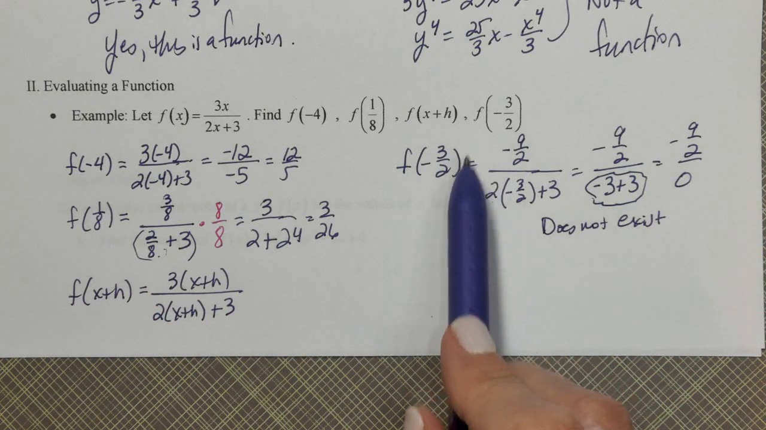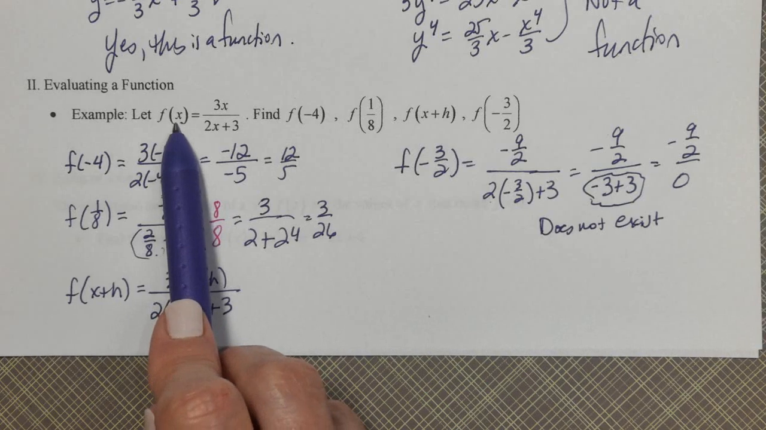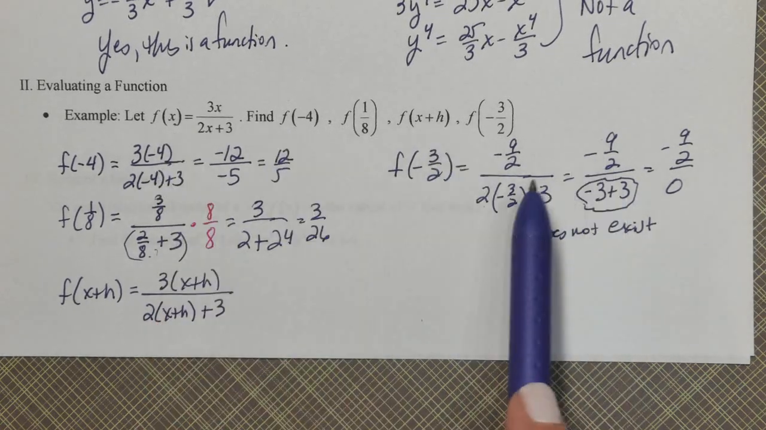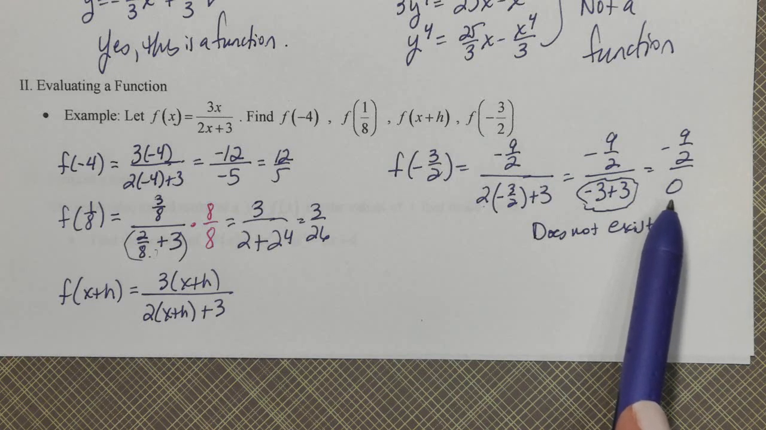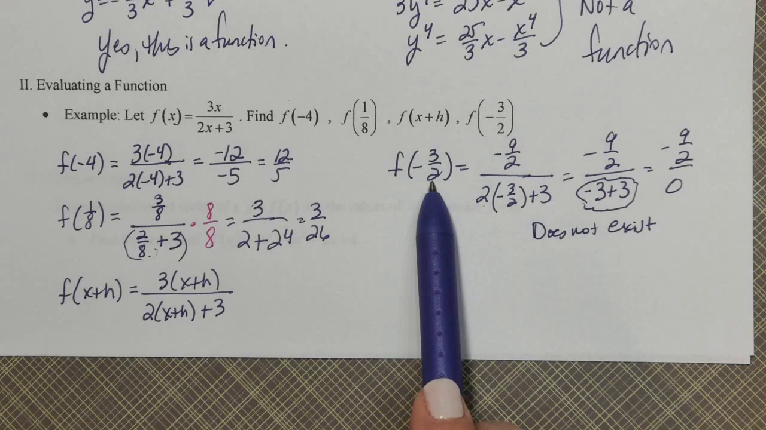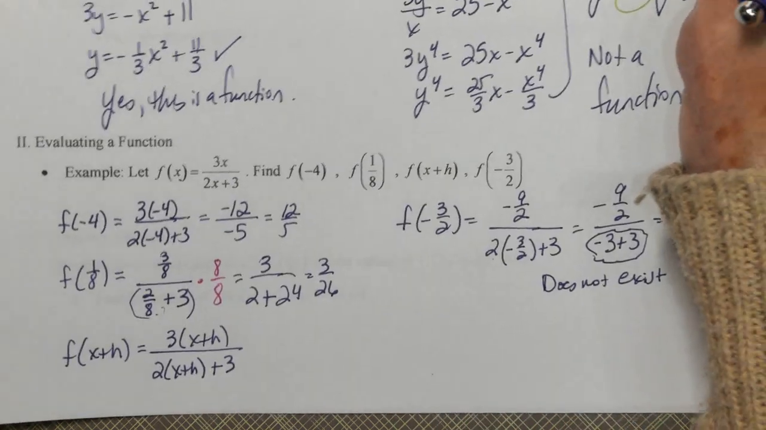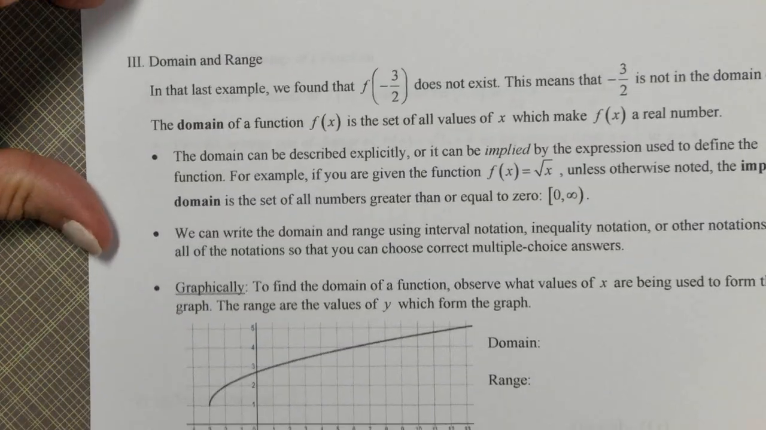Which means that -3/2 is not in the domain of this function. Whenever we get a value that does not exist, it's not a real number, then we say that that value is not in the domain. And that leads us to our next topic when we're talking about functions, and that is domain and range.